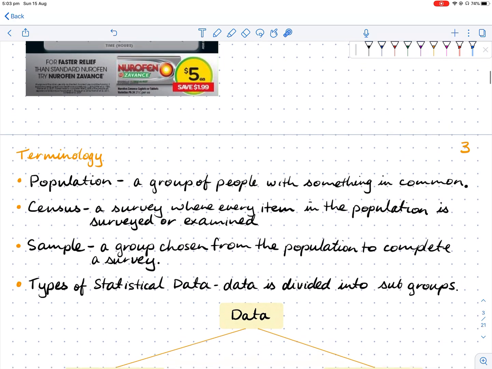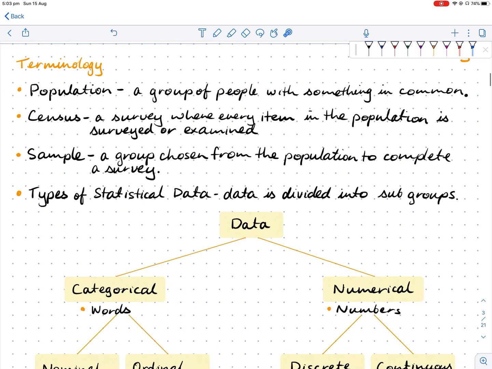All right, we're going to get back into some of the theory. So just some terminology that we use commonly when we're looking at data. We talk about population. So population is basically a group of people with something in common. So normally we can talk about population as like Australia's population. So every single person in Australia is part of the population. But we can also talk about a school being a population. So if I go and survey every single person inside of a school, then I've surveyed that population. So it's something in common.